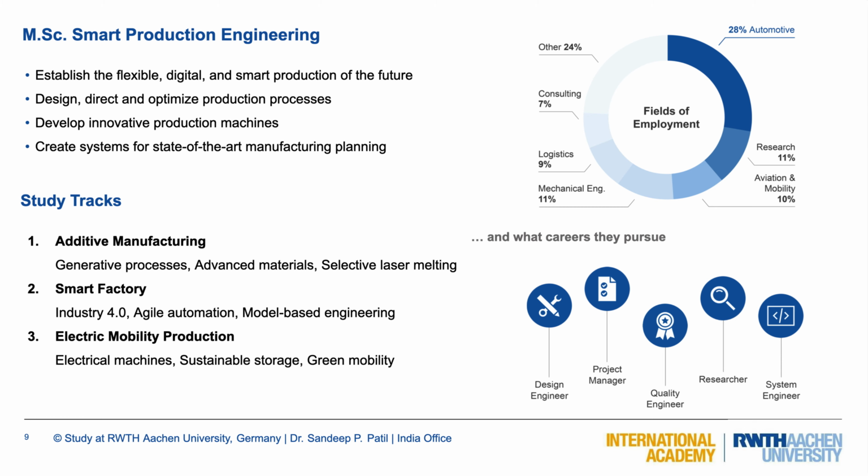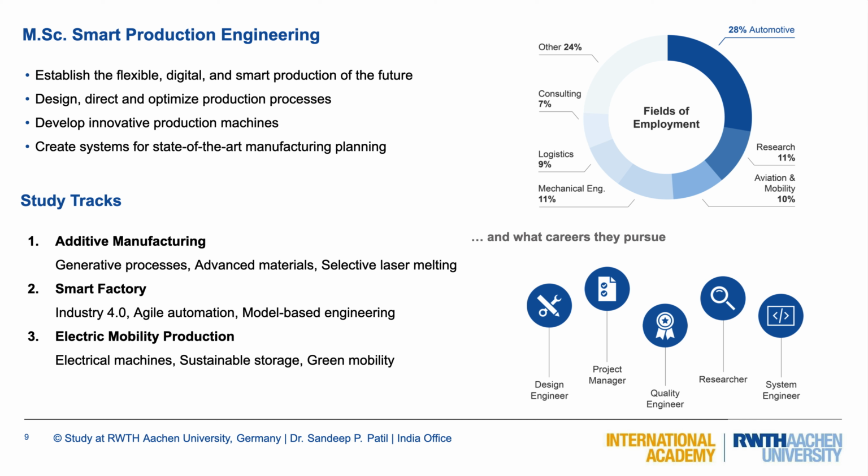There are mainly three tracks on which this program is based. One is additive manufacturing. Additive manufacturing is like a generative process, advanced material, and selective laser melting. So this is mainly additive manufacturing. Then smart factories, Industry 4.0, agile automation, and model-based engineering. So this is the smart factory, which mainly focuses on Industry 4.0.